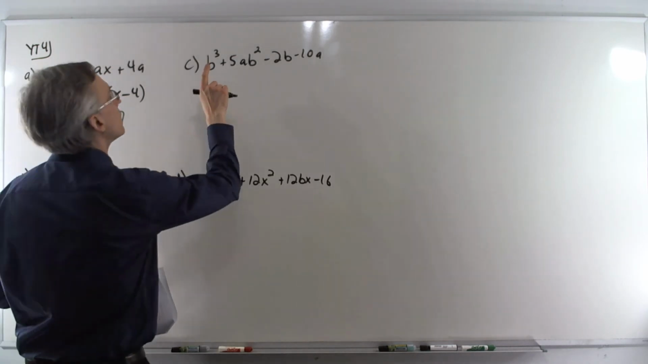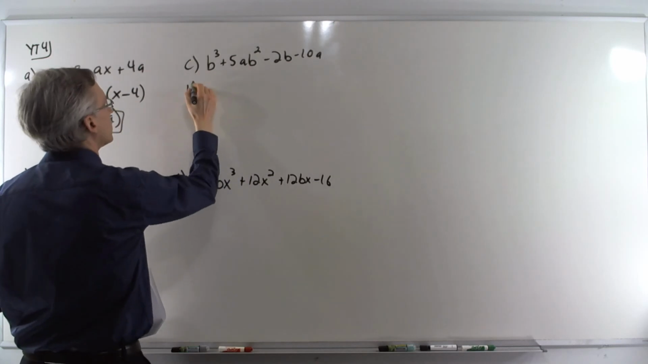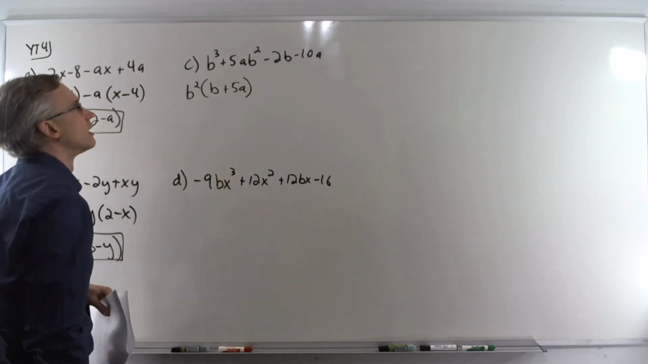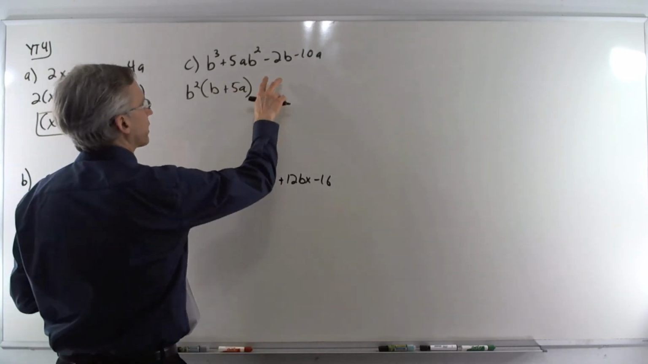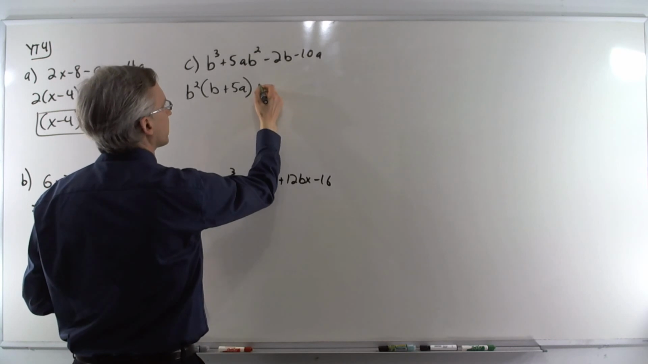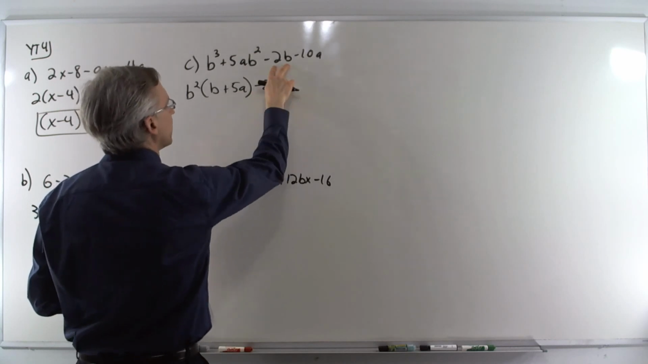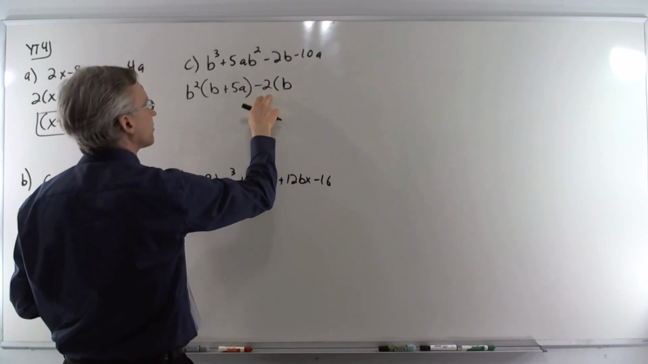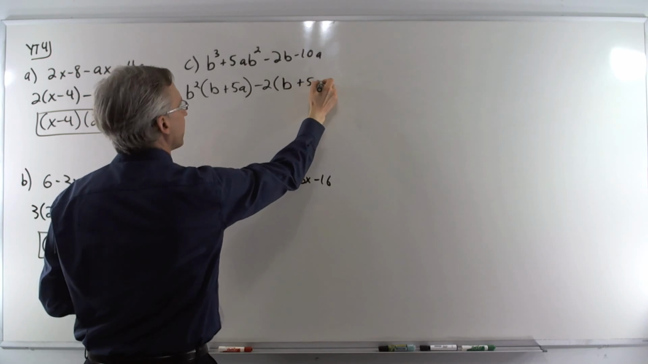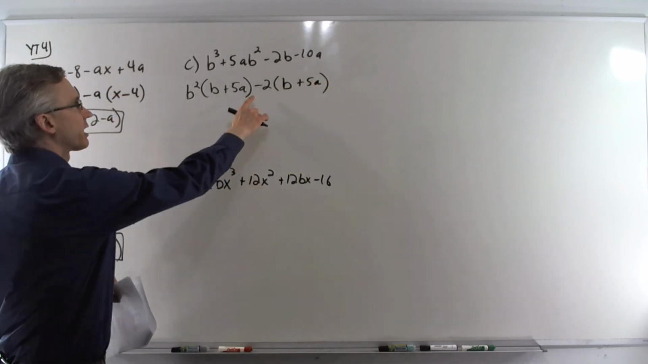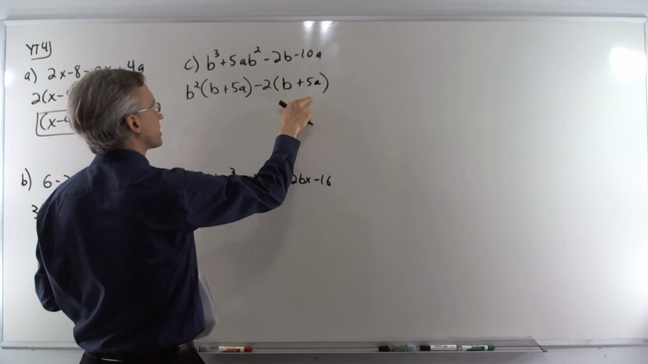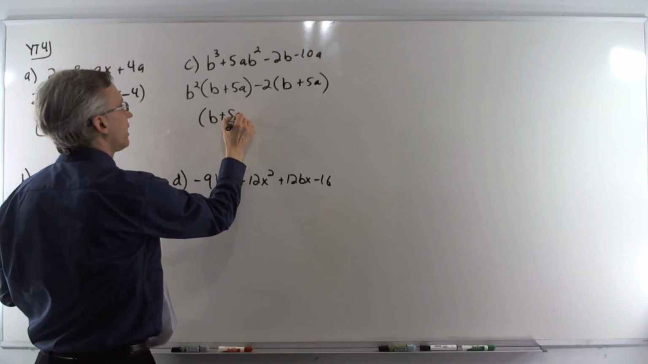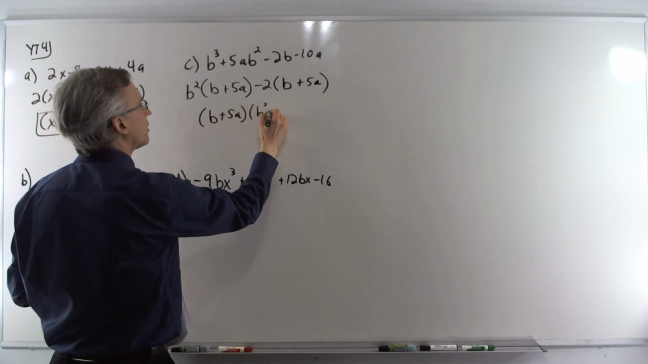Next up, here we can factor out a b squared and get b plus 5a. And then over here, we want to get positive values, so factor out a negative 2. Negative 2b divided by negative 2 is positive b. Negative 10a divided by negative 2 is positive 5a. So factoring out that negative effectively switches both of those signs to positive, so I can match the binomial. So now we got b plus 5a times b squared minus 2.